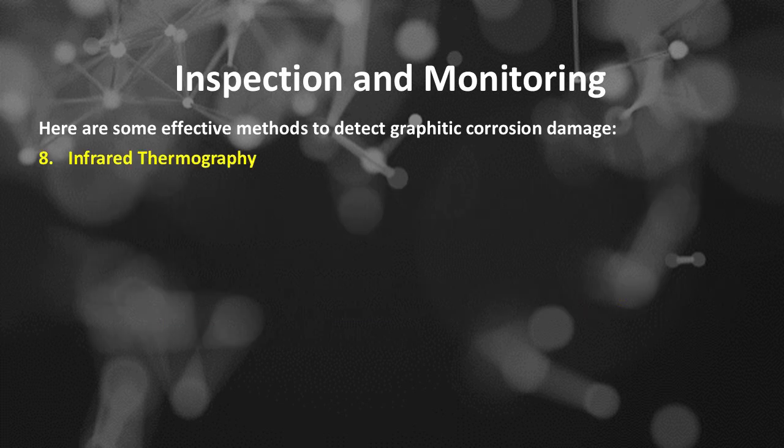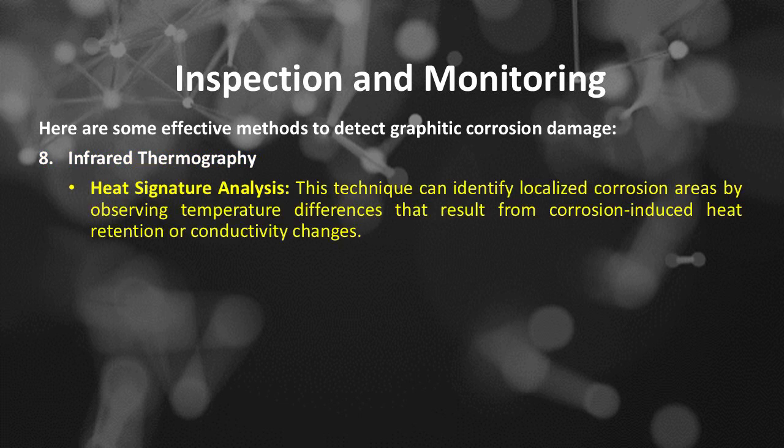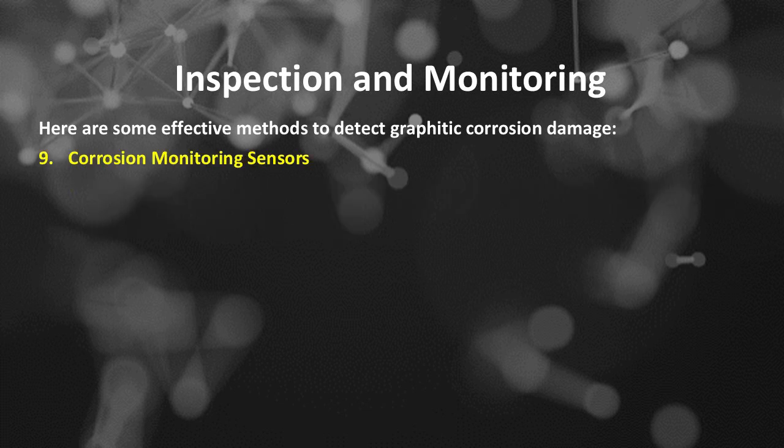Number 8 is infrared thermography. Heat signature analysis. This technique can identify localized corrosion areas by observing temperature differences that result from corrosion-induced heat retention or conductivity changes. Number 9 is corrosion monitoring sensors.